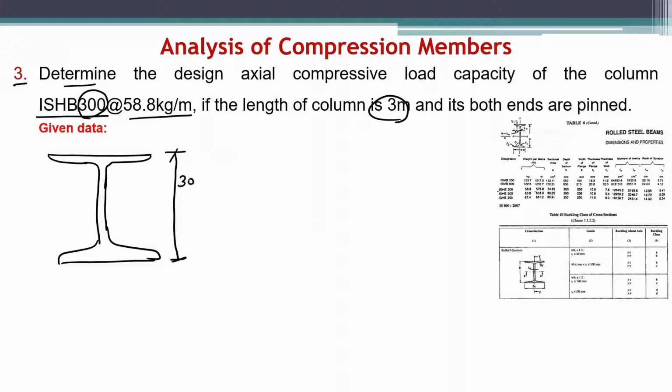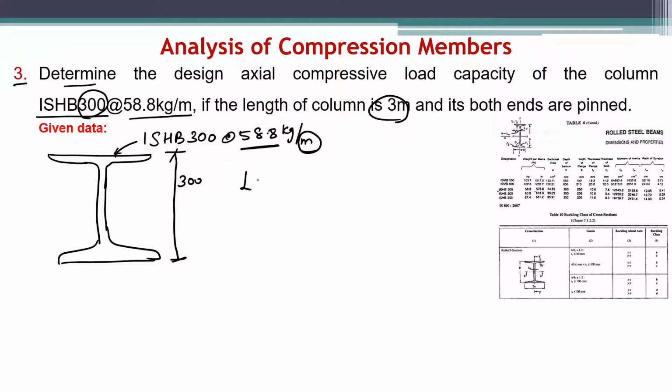is 300. Now this section is ISHB 300 at the rate of 58.8 kg per meter. Now what is this value? This is the weight of this I section. For per meter length, the weight of this I section is 58.8 kg. For a single meter, it weighs 58.8 kg.